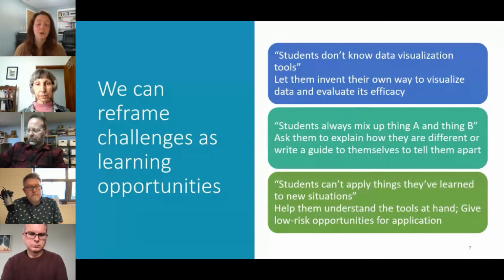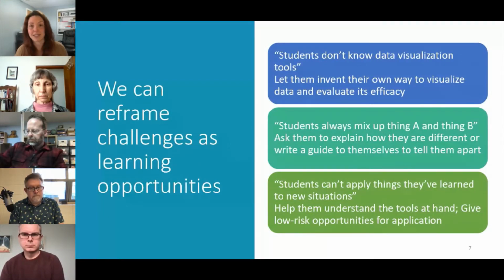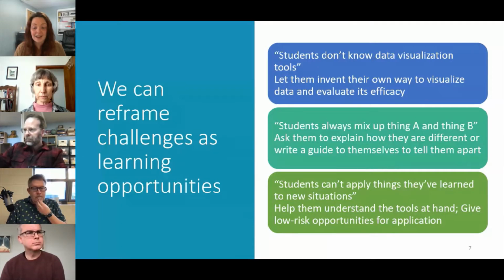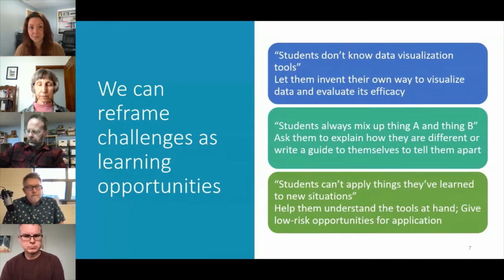So, where students don't know how to use data visualization tools, maybe we need to let them sit with it and figure out a way to do this and think about whether it's working or not. Or, if they're always mixing two things up, instead of telling them again and again that they're different, maybe they need to come up with an explanation for how things are different or write a guide to themselves for how to tell them apart. Or, if we're worried that students can't apply things to new situations, maybe they need to understand the tools in a more nuanced way, and maybe they need more opportunities to try without a high risk. So these are maybe some ways to think about our classrooms.